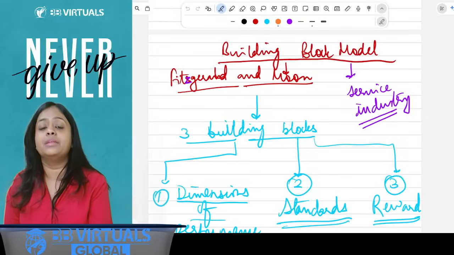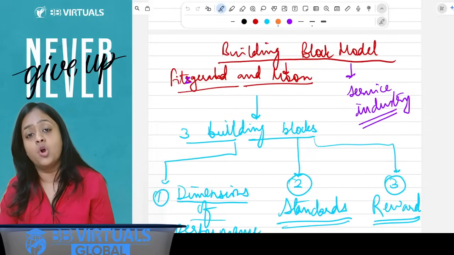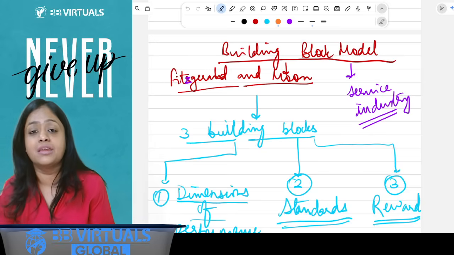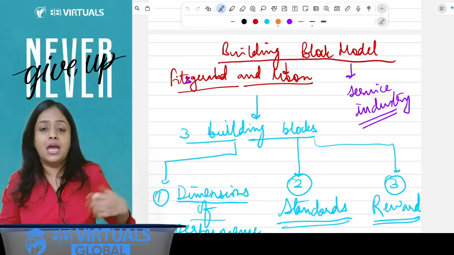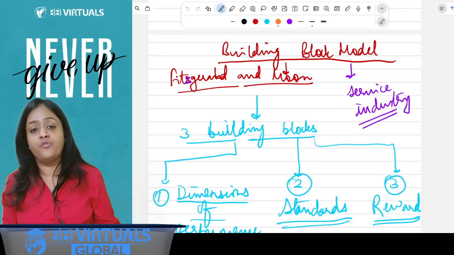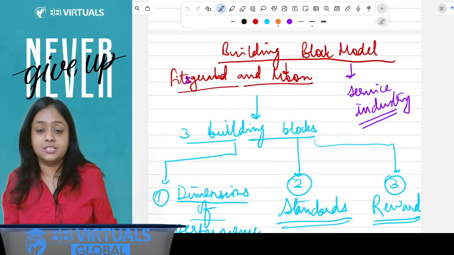The next topic that I'm going to revise is the building block model that is given by Fitzgerald and Moore. That also is just like the balanced scorecard and discusses a combination of financial and non-financial performance measures.